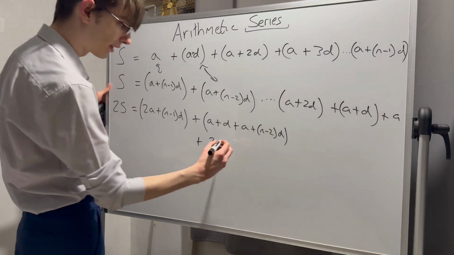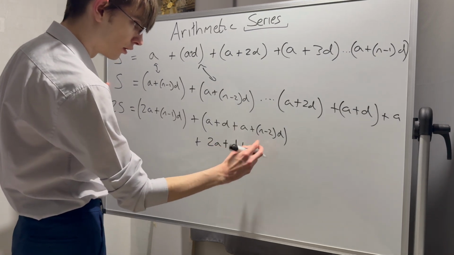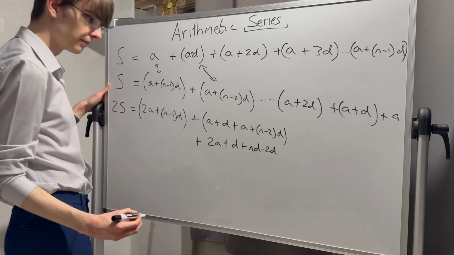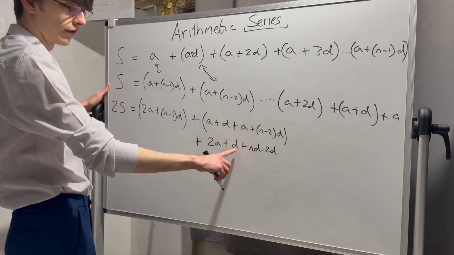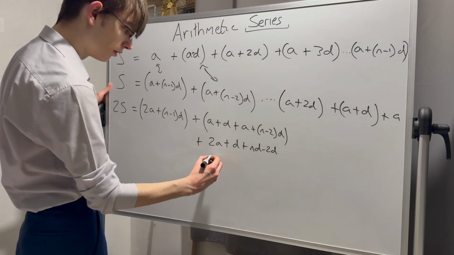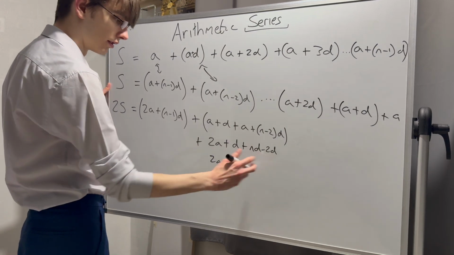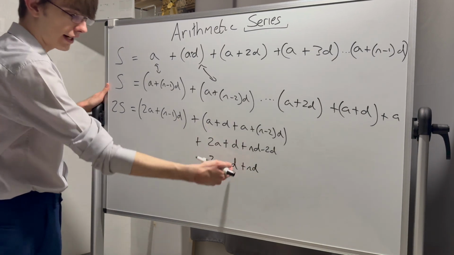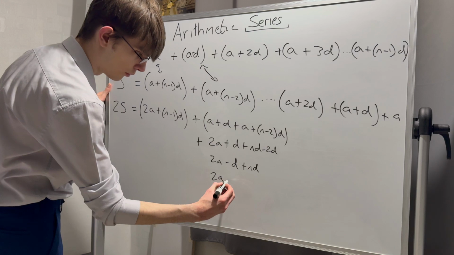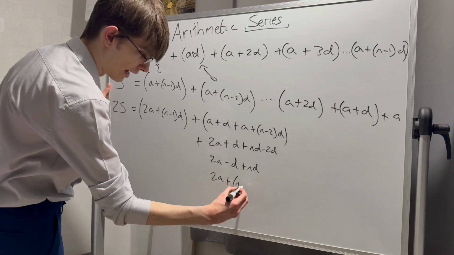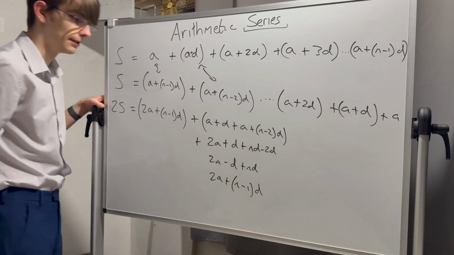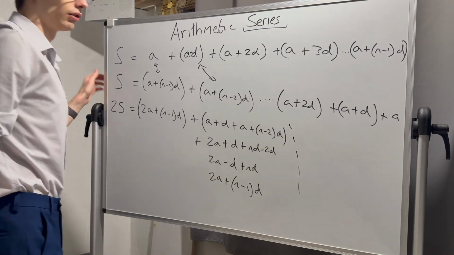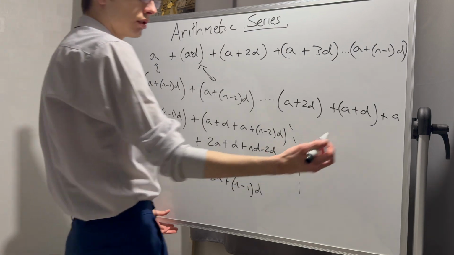Well, if I do want to expand this out, nd minus 2d. Then I can have d minus 2d, which is minus d plus nd. I can factor out my d, and I get 2a plus n minus 1d. Okay. Well, let's go all the way to the end.